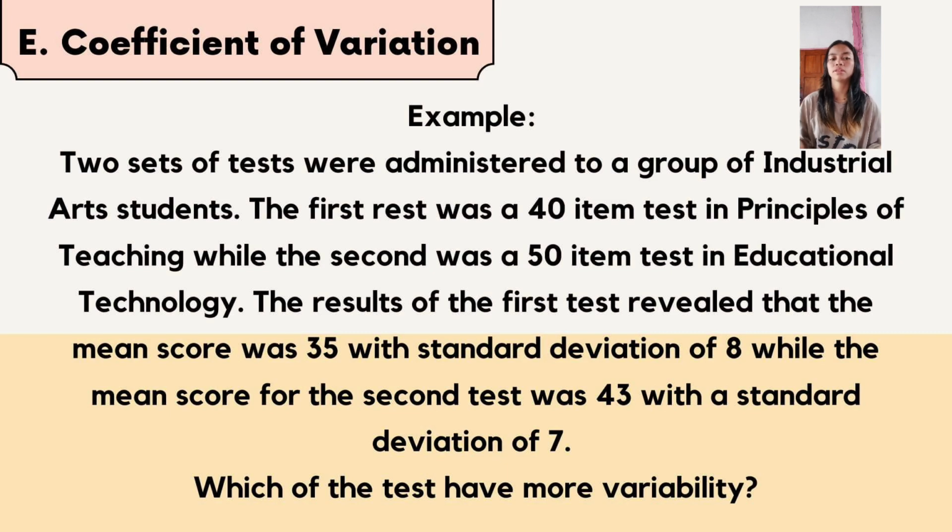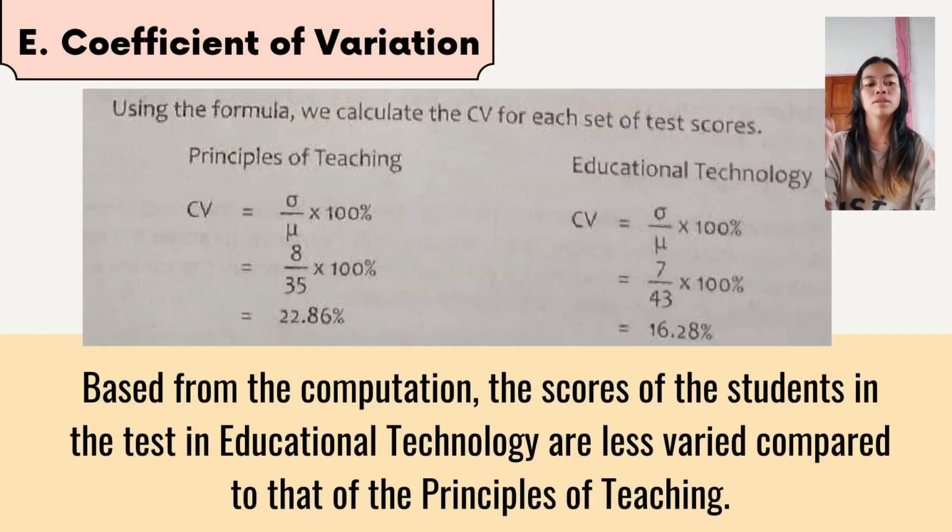Next, by using the formula, we calculate the CV, or coefficient of variation, for each set of test scores. So based on the computation, the scores of the students in the test in educational technology are less varied compared to that of principles of teaching.